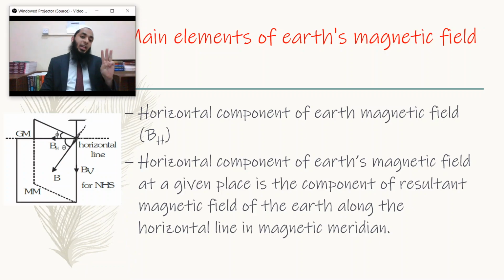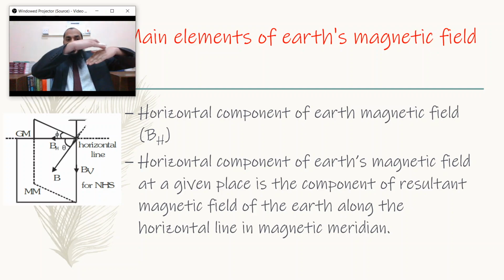Now we said that three elements are required to completely understand the magnetic field. One of them was the angle of declination, which is the angle made by the magnetic meridian with the geographic meridian. The second was the angle of dip or angle of inclination, which is the angle made by the magnetic needle with the horizontal. And the third thing you need to know is the horizontal component of Earth's magnetic field.